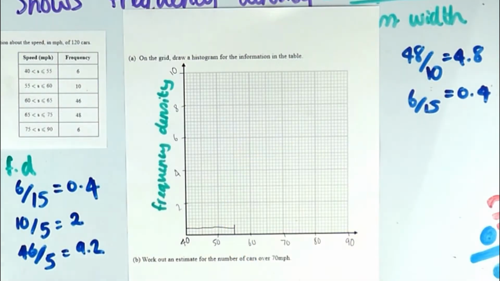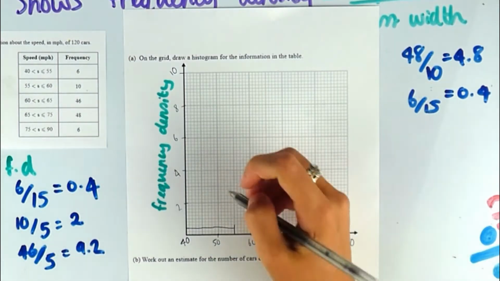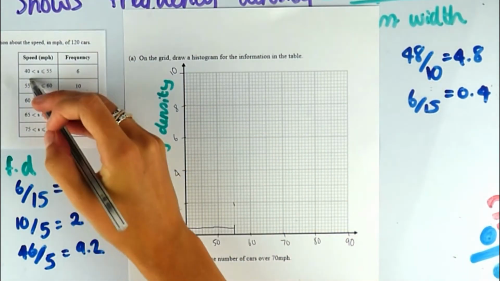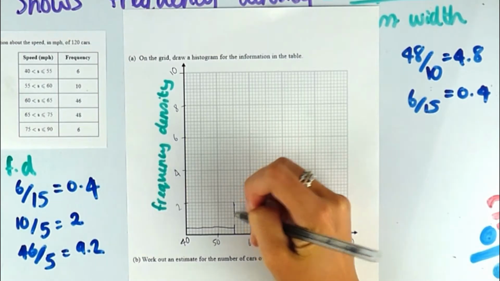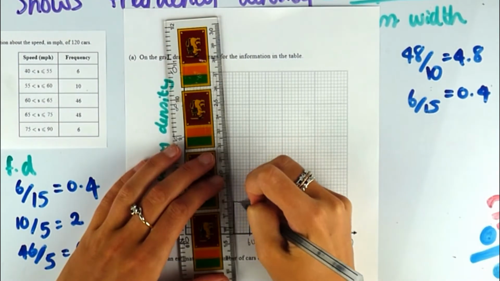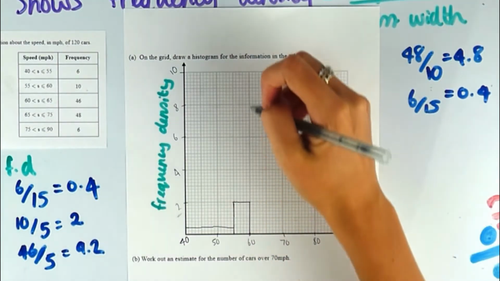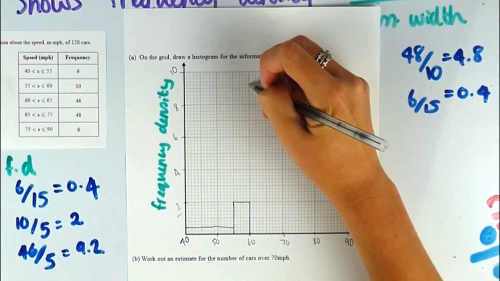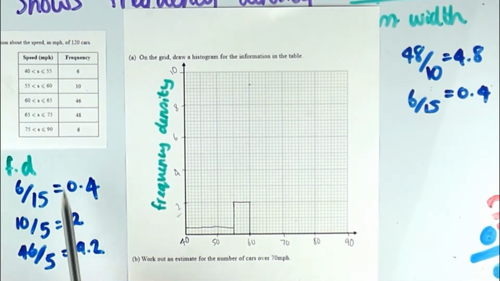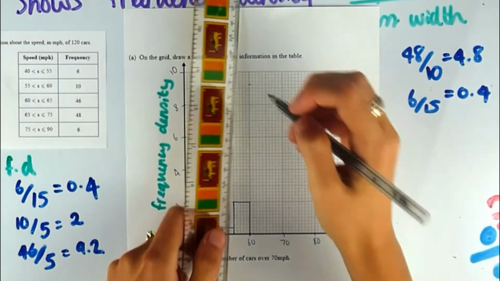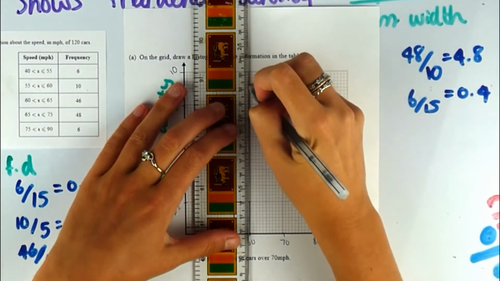Do this with a ruler. Where's my ruler? Okay, if we look at the next one, we're plotting the frequency density of 2, and we're going from 55 to 60, so that's the second one. The next one we have frequency density of 9.2. So if we go to there, we can have 9.2. And that is going from 60 to 65.